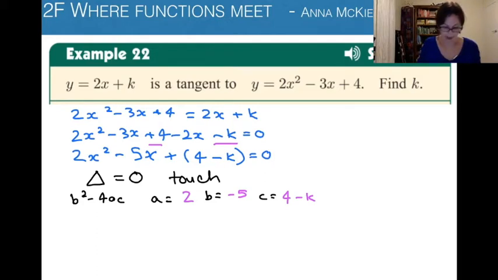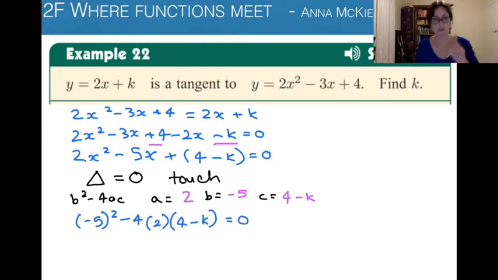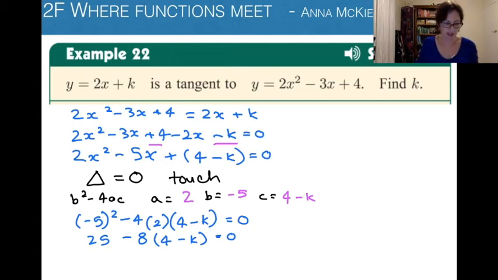And so we substitute in b, minus 5 squared, take 4ac, make sure you've got brackets, and it's equal to 0 because they have one point of intersection, a touch. Simplifying and solving for k. So working out the factors here, 4 times 2 is 8, 4 take k. Keep solving for k. Okay, so what could you do here? You could expand that bracket to get negative 32. Notice it's plus 8k there.